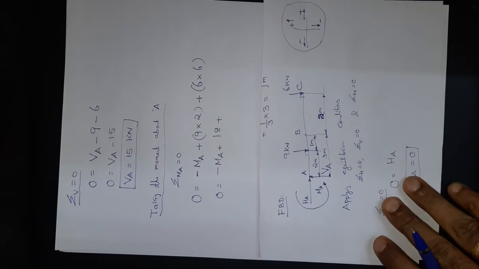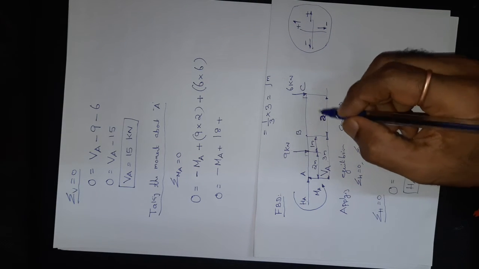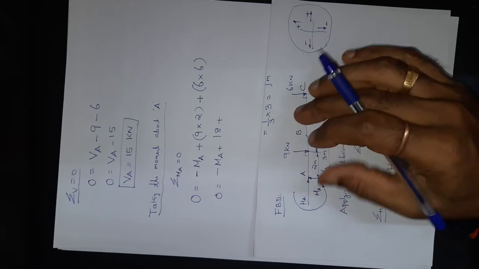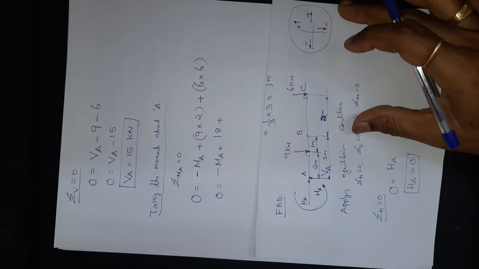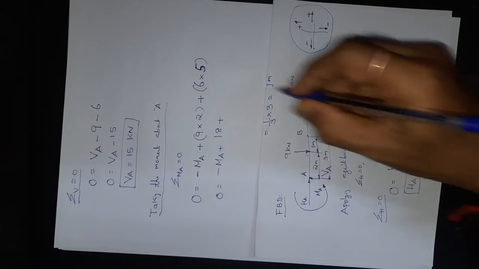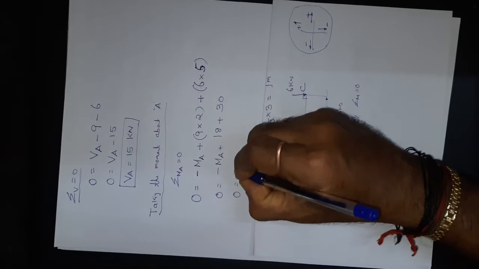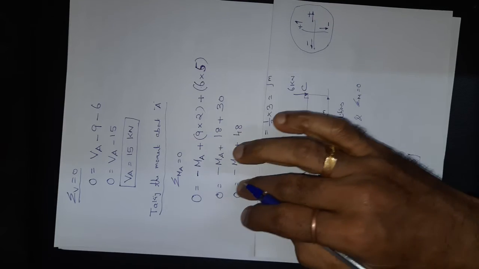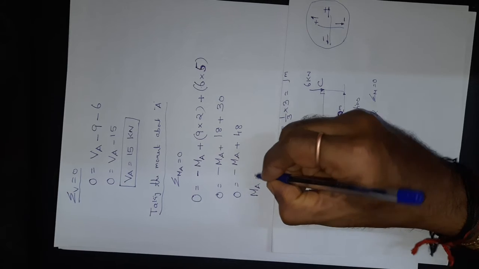So you'll have to be very careful while drawing the FBD, because you will be referring to the FBD only. As long as the FBD is perfectly fine, you won't go wrong anywhere. So this would be 5, right? So 3 plus 2, which is 5. So 6 into 5, which is 30. So 0 is equal to minus MA plus 48. Let me take this MA to the other side. So MA equal to 48.